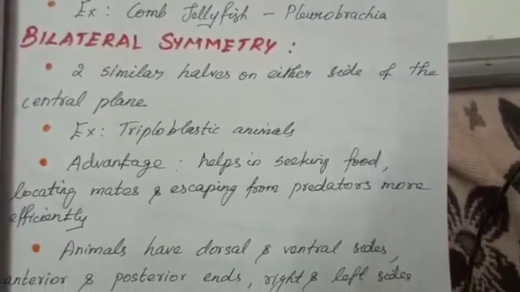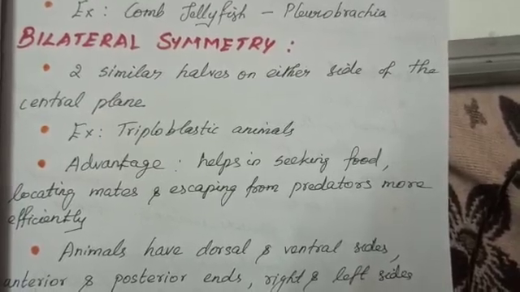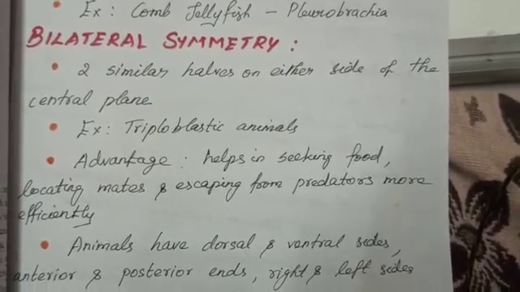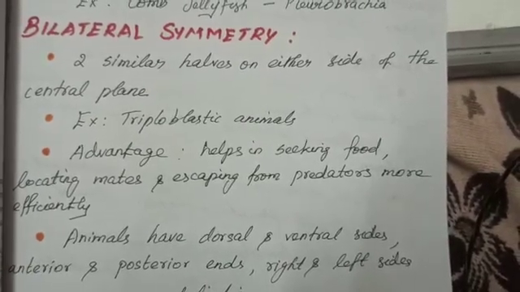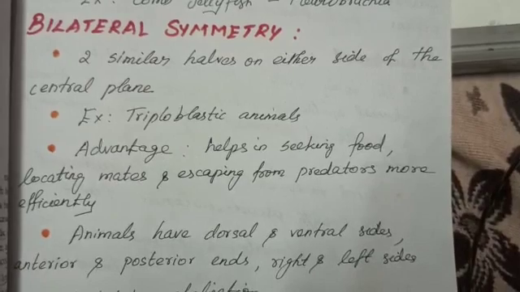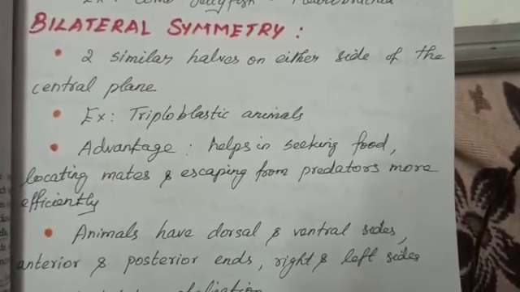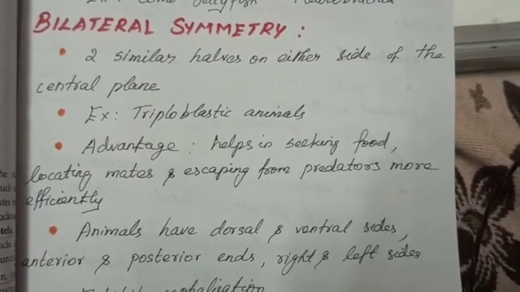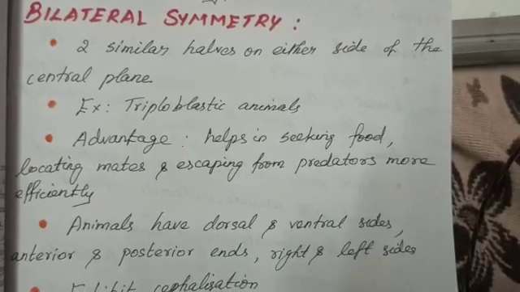Next one, bilateral symmetry. 2 similar halves on either side of the central plane. It occurs in triploblastic animals. What is the advantage of this bilateral symmetry? It helps in seeking food, locating mates and escaping from predators more efficiently. Animals have dorsal and ventral sides, anterior and posterior sides, right and left sides.